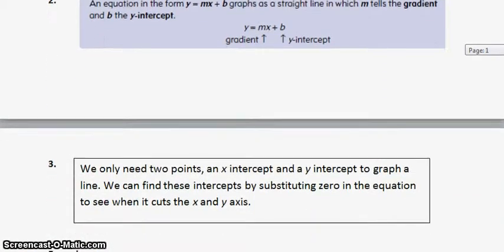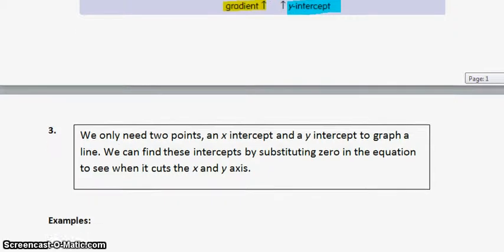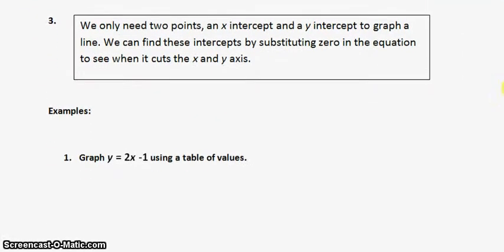2, the gradient intercept form. You should know by now that any equation in this form, y equals mx plus b, graphs a straight line where m is the gradient, you can see that here, and b is the y-intercept, okay, and you can see that here. And so basically what you do is you get the gradient, the y-intercept, and you use that to graph your line. Third method, x and y-intercept method, we looked at that last year.